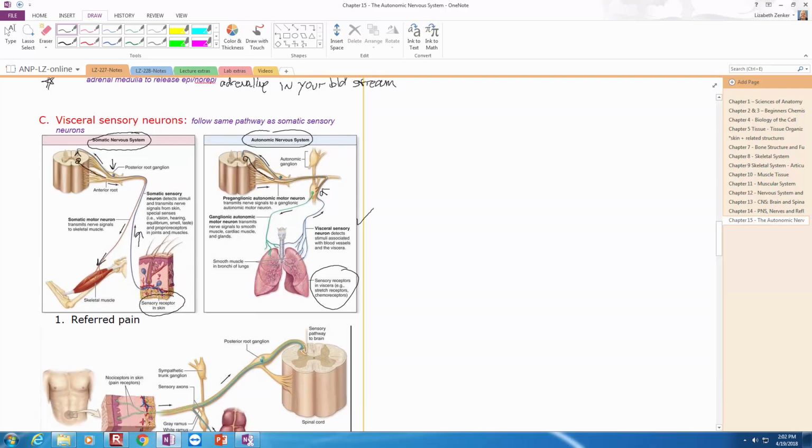So all of that was right there on visceral sensory neurons. We were talking about the motor before. For visceral, the way that the information comes in on the sensory side is the same, no matter what we're talking about there, right? Keeping it simple, which is nice.